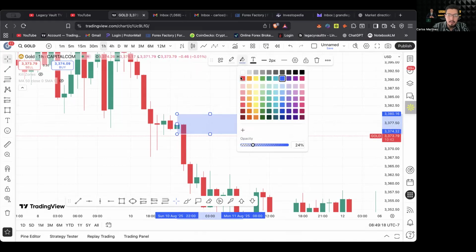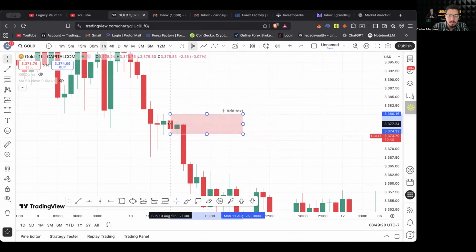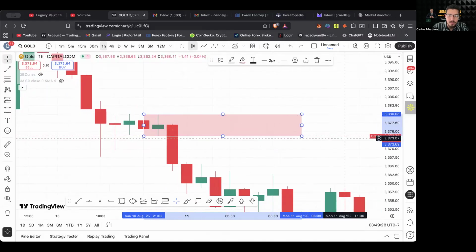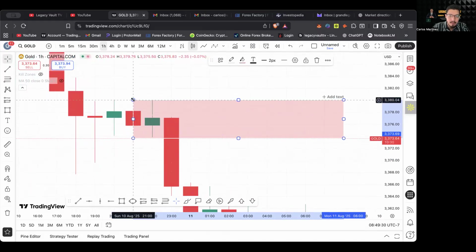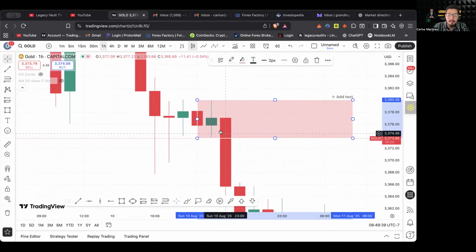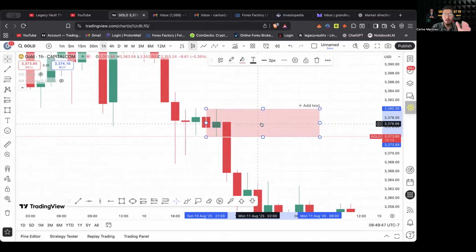I can color this red because it's the supply zone. Here, from wick to wick. We want to draw the rectangles from wick to wick, from the high wick to the lower wick. The previous candle before the drop. So if you guys want to look for an order block, you want to look at the candle that has liquidated.